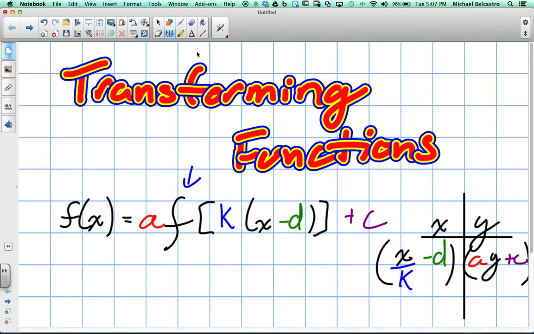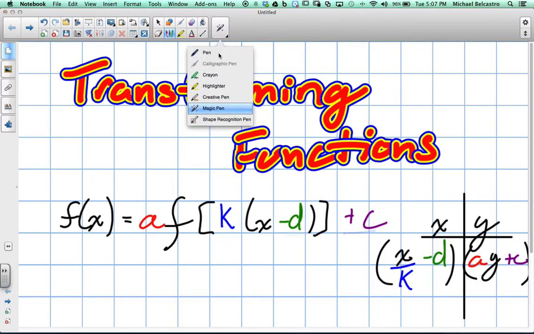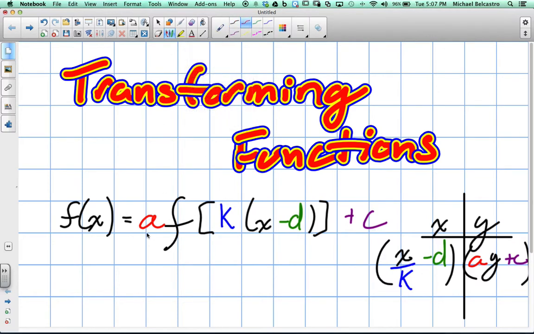And what's most important is that this a, k, d, and c can be applied to any possible function, and they'll roughly do the exact same thing. It'll just maybe look a little different per function, but the ideas are always the same. Okay. Now, our a value does vertical stretches and compressions. So I'm going to say stretches, compressions, and technically reflections.